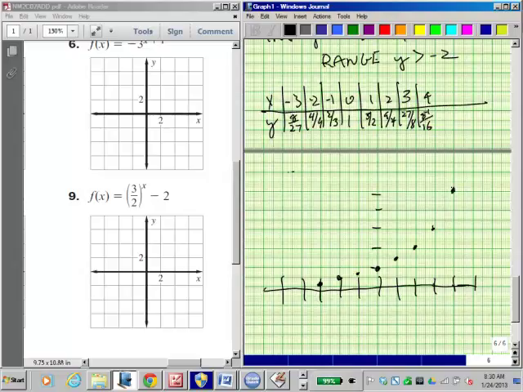Now every point is simply going to get moved down 2. That's it. And let's put in the asymptote. So this guy goes down 2. This guy goes down 2. This guy goes down 2. He goes down 2. 1, 2, right here.